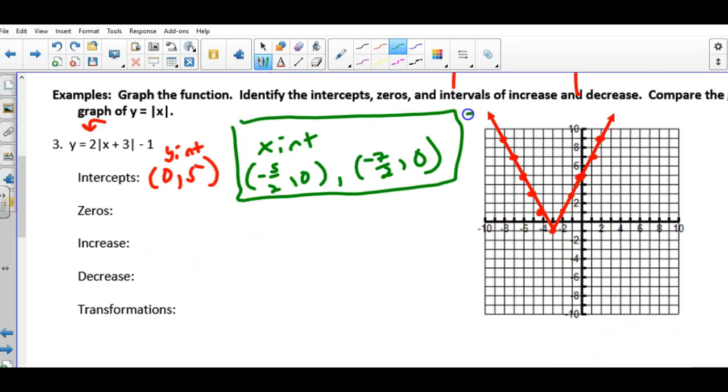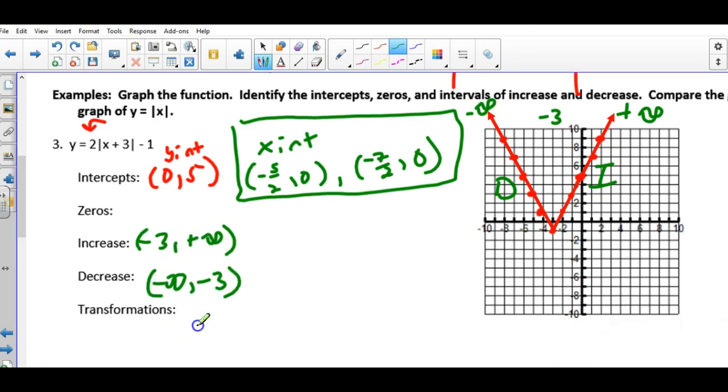Increasing and decreasing. Out here, negative infinity. Out here, positive infinity. What's in the middle? 1, 2, 3. So this is negative 3. This line right here is going down to the vertex, so that would be a decrease. This line right here is going up, so that would be an increase. So we have an increase from negative 3 to positive infinity, and we have a decrease from negative infinity to negative 3.